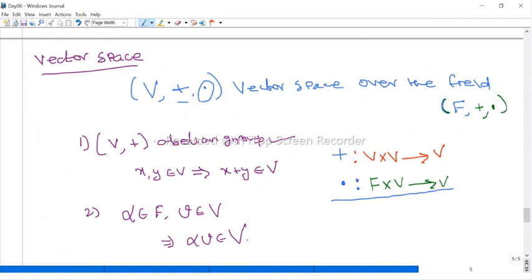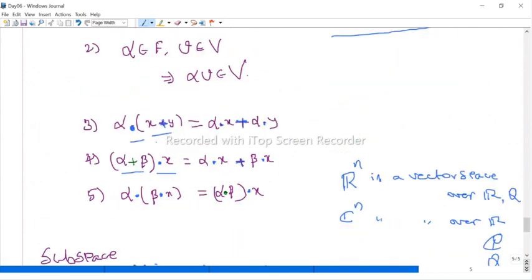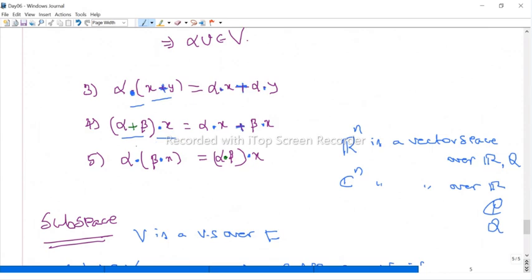V is just a group with respect to addition, and then it satisfies the other properties 2, 3, 4, 5, and sometimes they will take one more condition. If 1 is a scalar and v is any element, we get 1 times v equal to v. Usually they will write this. So if these properties are satisfied, then we say V is a vector space over F.